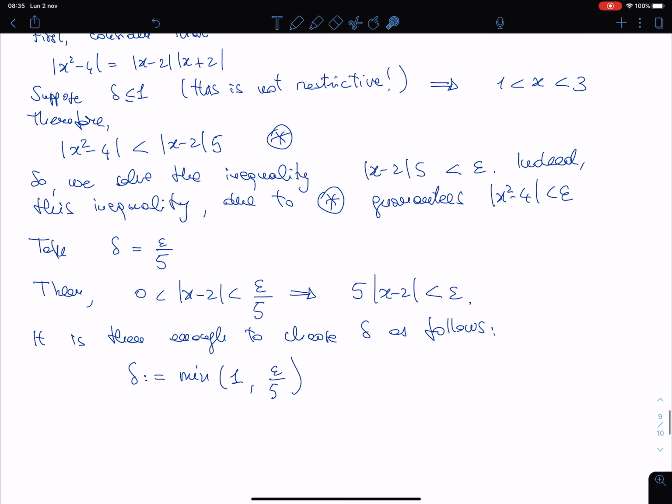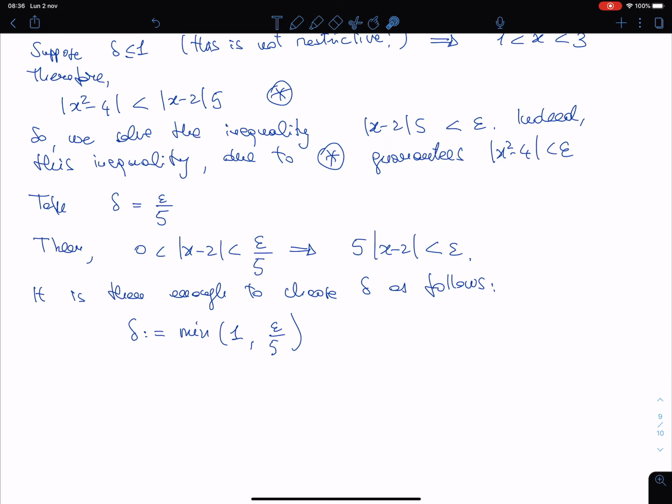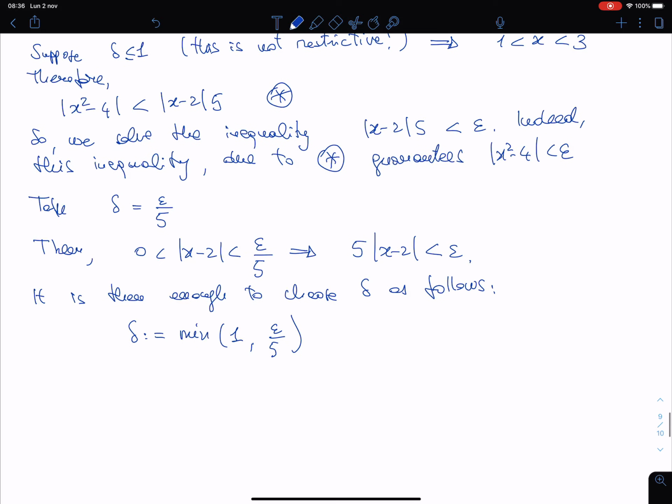If you remember the lectures on sequences, this procedure of taking the minimum of the two deltas we proposed during the solution of the exercise is pretty analogous to the procedure of taking the maximum between n bar 1 and n bar 2 in all proofs of this kind for sequences. Okay, and this is the solution of the exercise.